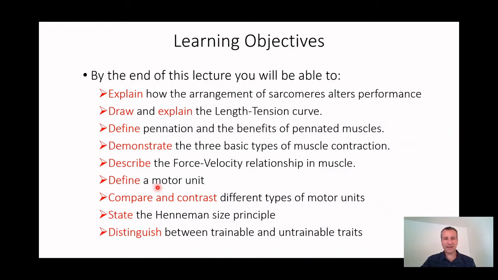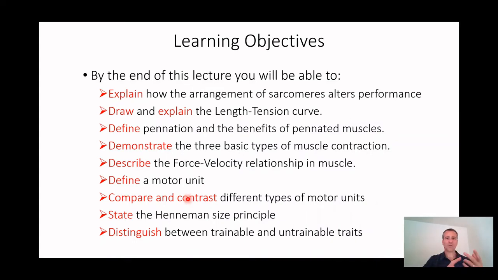You'll be able to define what a motor unit is. The motor unit is, again, the nerve that we talked about coming from the brain or the spinal cord and going to the muscle. That nerve and all of the muscle fibers that it innervates is what we call a motor unit. You'll be able to compare and contrast the different types of motor units.